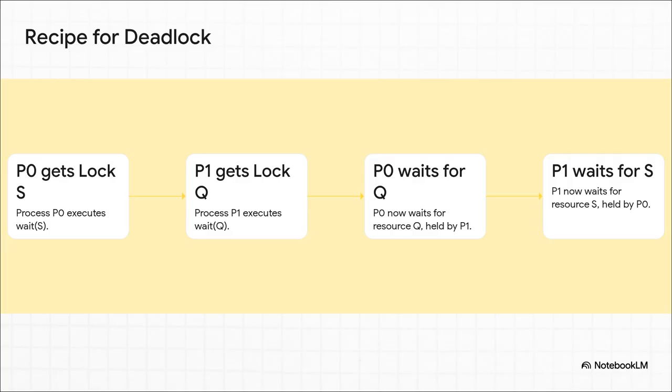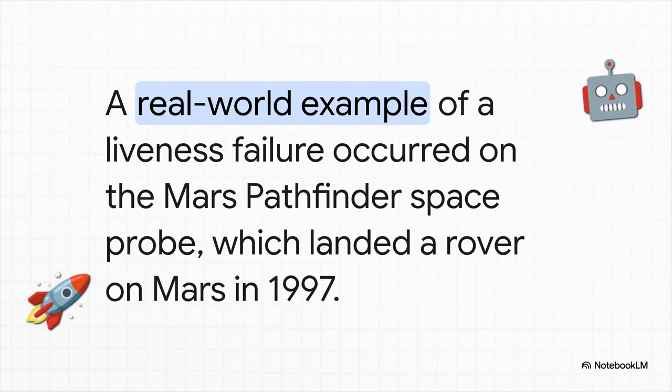Imagine process 0 grabs the key for lock S. At the exact same time, process 1 grabs the key for lock Q. Now, here's the problem. To finish its job, process 0 needs lock Q, but process 1 has it. And to finish its job, process 1 needs lock S, which process 0 has. They are now stuck in a digital standoff, each waiting for the other to give up a key that they never will. This is a deadlock. Nothing moves. Ever.